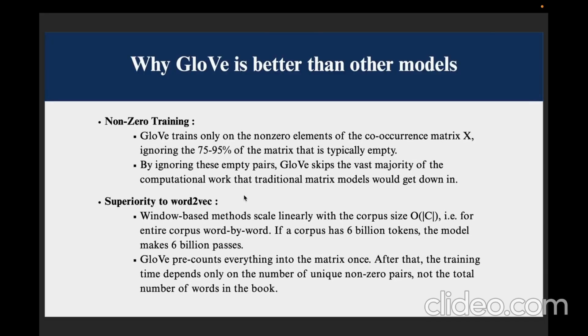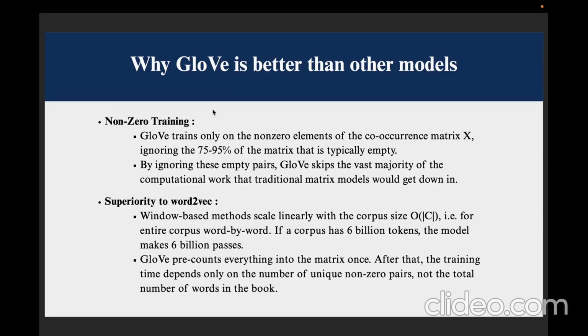Why GloVe is better than other models? GloVe is significantly better than other models because it has non-zero training. Let me explain about the LSA training and skip-gram training. We know that LSA is trained on the full V square matrix. That is, it has to deal with a lot of vocabulary in order to get trained.